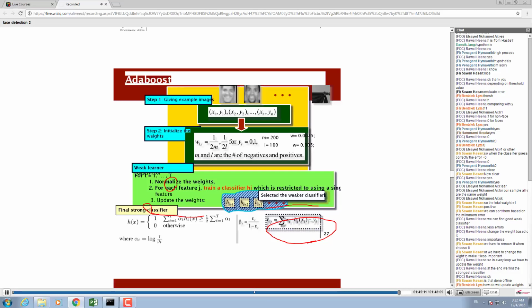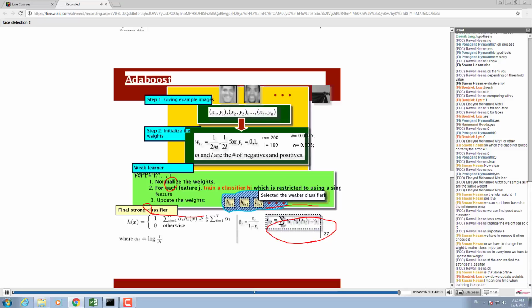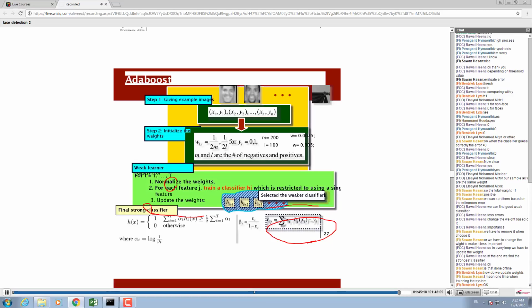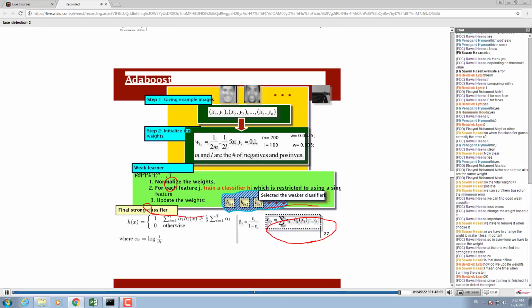Someone's question is whether that is done offline? What do you mean by offline in this case? Bentalab asked, how can we update the weight? That is the next step. We will discuss the details, it is a very important concept. We discuss it later, in the next lesson. One time when training the system.